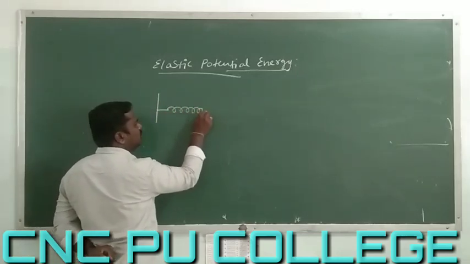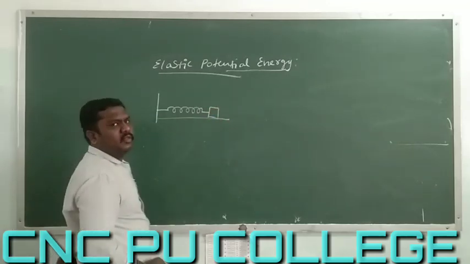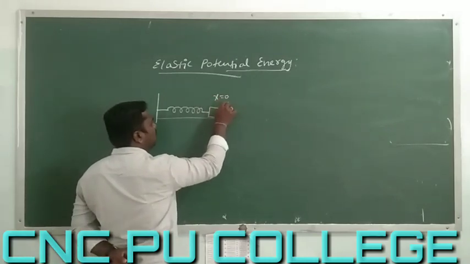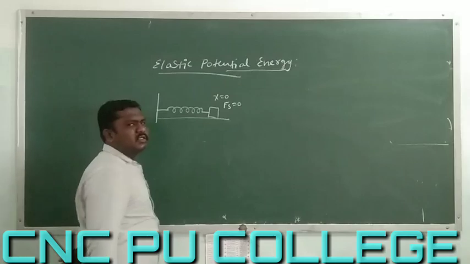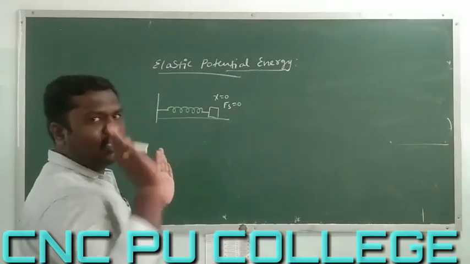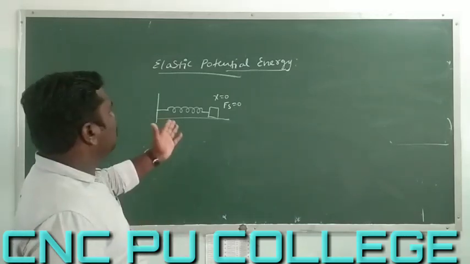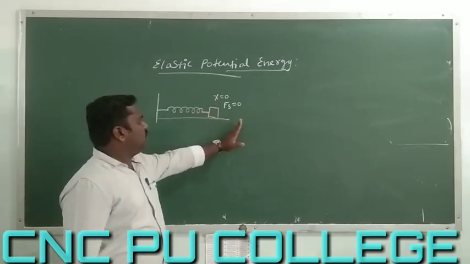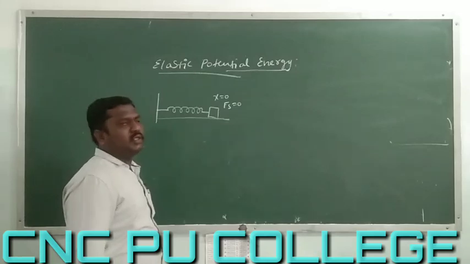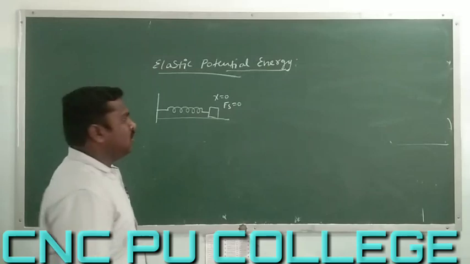which is horizontally mounted on a smooth surface. If there is no displacement, if x equals 0, we can say the spring force is also 0. Just we have a spring and we are mounting that on a smooth surface horizontally, not vertically. If there is no displacement of the load, it is at rest, so the spring is at its mean position, so the spring force, or the restoring force, is also 0.